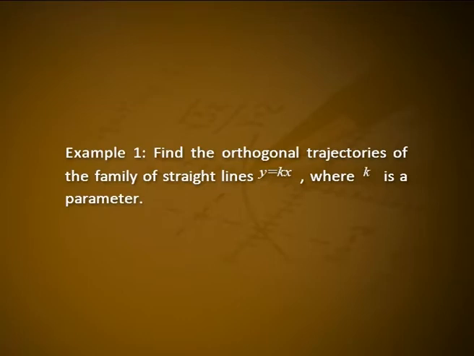Example 1. Find the orthogonal trajectories of the family of straight lines y is equal to kx, where k is a parameter. First, we construct the differential equation for the family of straight lines y is equal to kx. Differentiating the equation with respect to x, we get dy by dx is equal to k, a constant. Eliminate the constant between the equations y is equal to kx and dy by dx is equal to k. We get dy by dx is equal to y by x, which is the differential equation of the given set of straight lines.